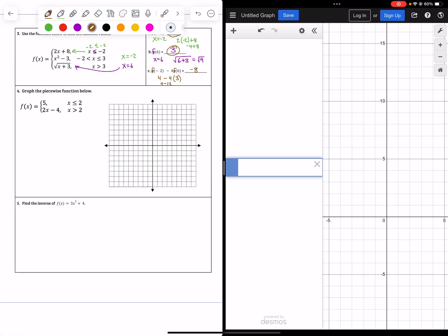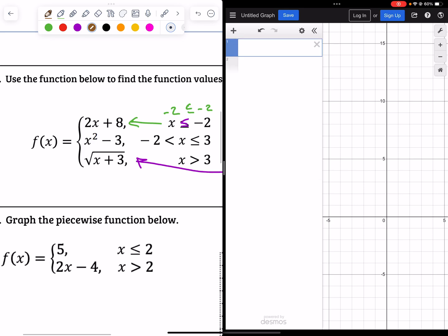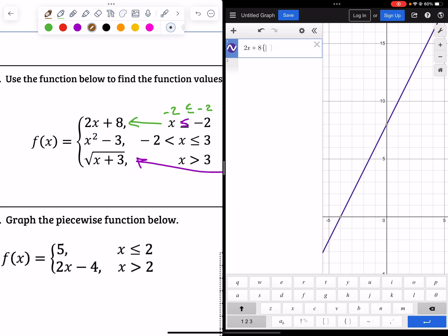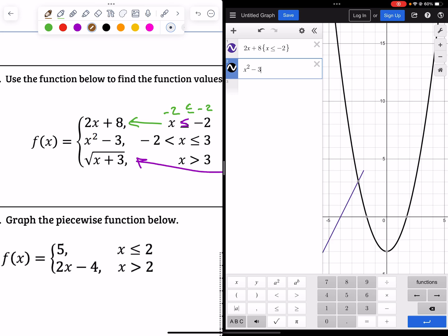Now, let's just check those first two by graphing. And then you would still need to put together part C without your calculator. So 2x plus 8, and then we need to put in the domain is x is less than or equal to -2. Then the middle piece of the function says x squared minus 3, and the domain is where we have -2 is less than x is less than or equal to 3.